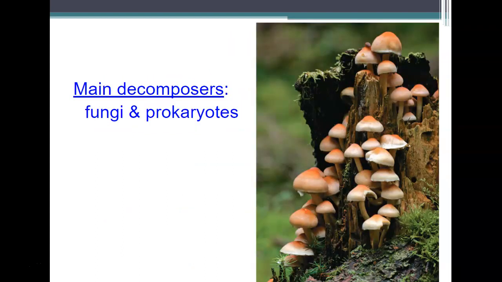So main decomposers, again, fungus, mushrooms. For example, on this dead tree, you can see that they are thriving and they're basically breaking down that tree. A lot of prokaryotes are decomposers as well.